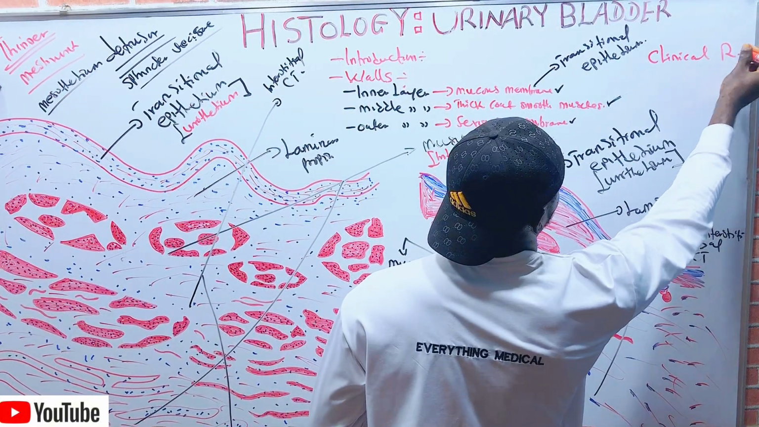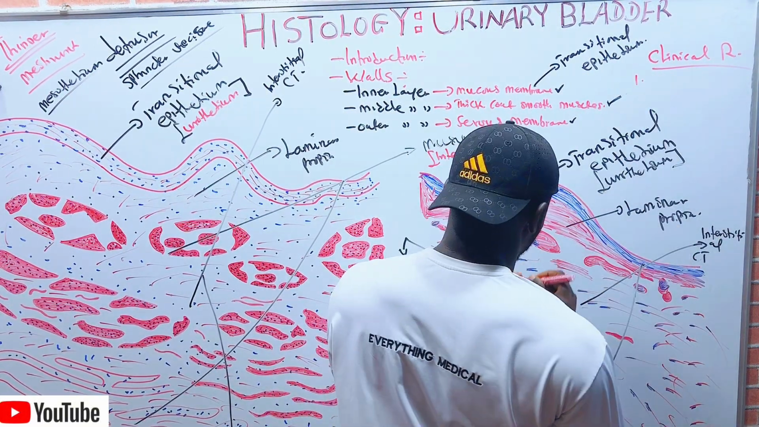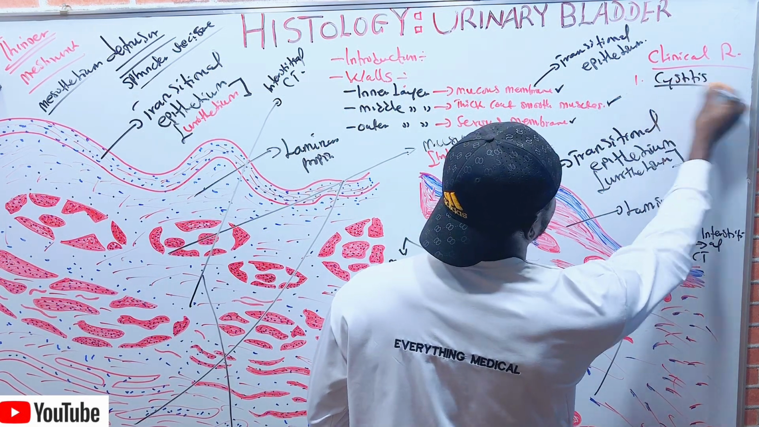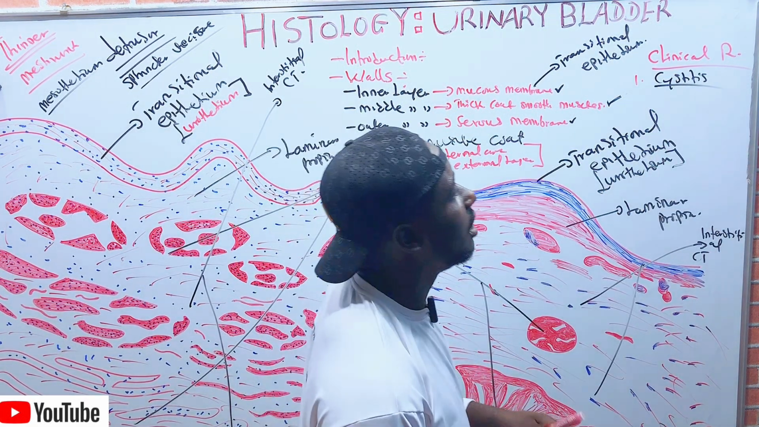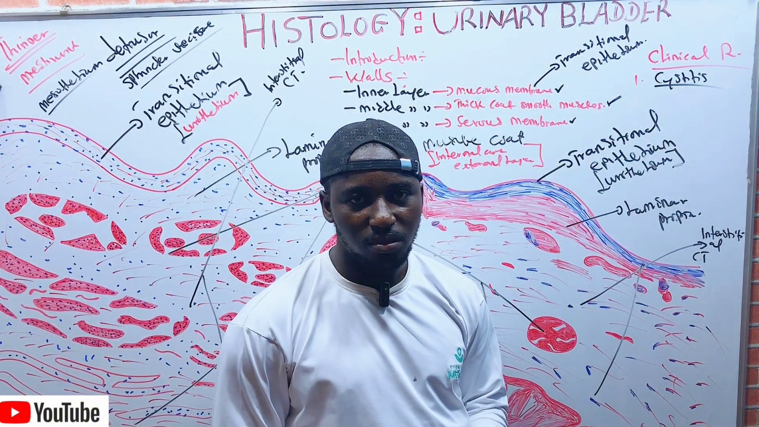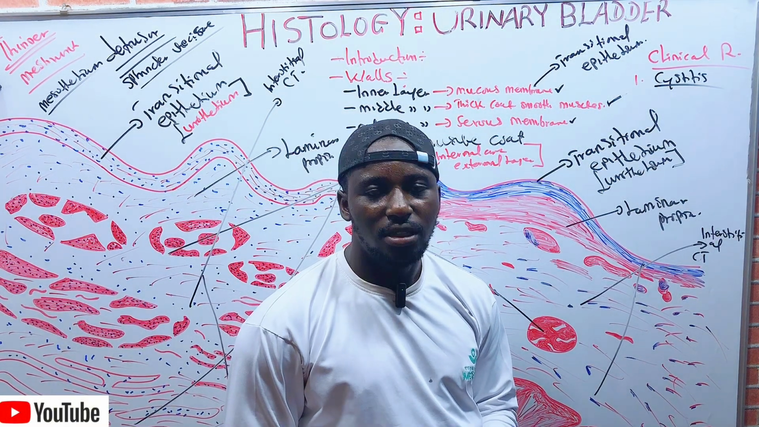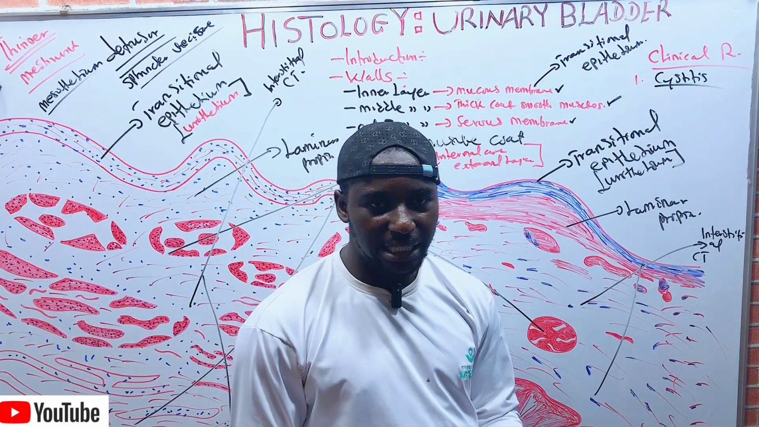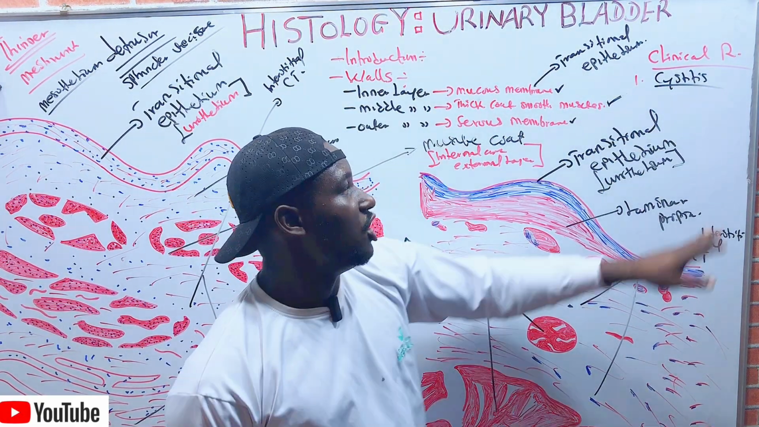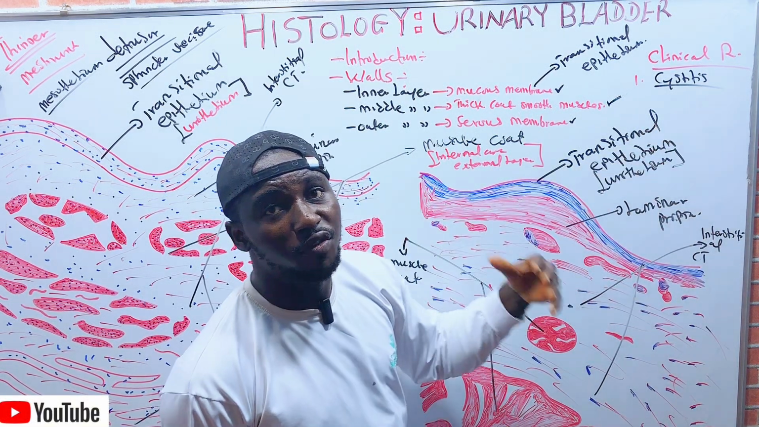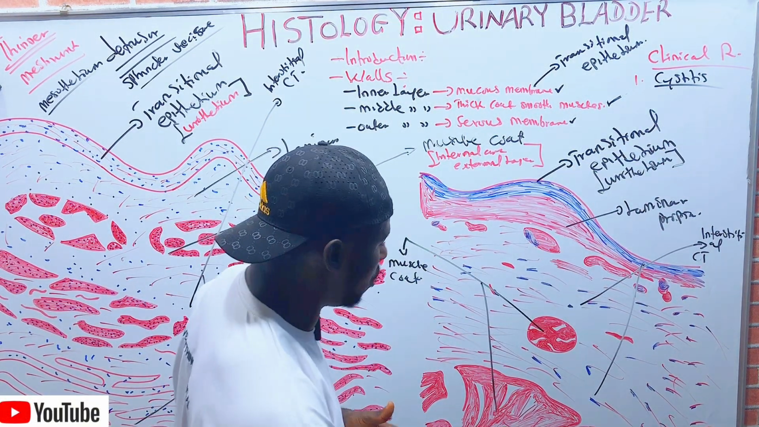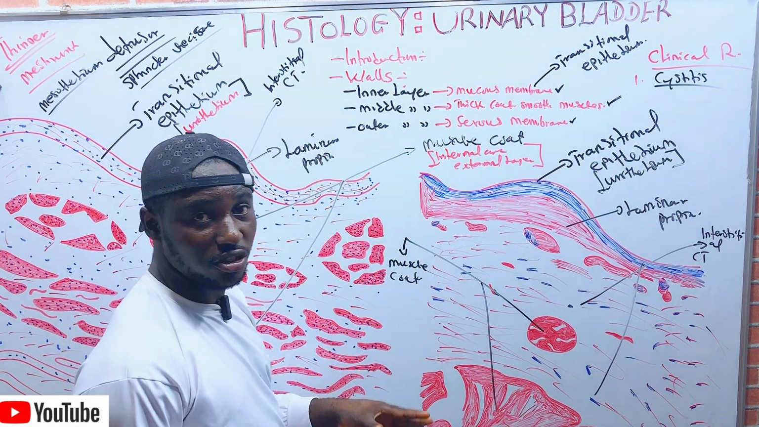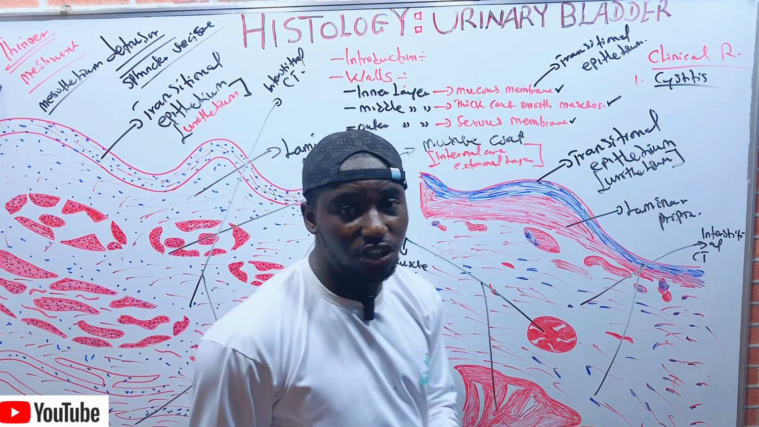The clinical relevance. Number 1 is cystitis. Cystitis is regarded as a lower urinary tract infection. It is an inflammation of the cells of the bladder. So that is how it works. It is one of the histological correlations of the urinary bladder. I believe we have done justice to the urinary bladder. We have discussed its histological features, that is the histological layers or the linings.